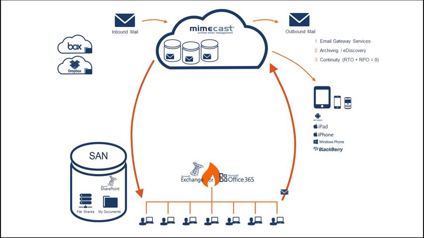So we're getting the external message flow by virtue of being in the mail flow itself, and the internal message flow we get through a journal connection. And that means we've got a copy of all messages, and also, most importantly perhaps, we're giving your end users the ability to send and receive during an outage.